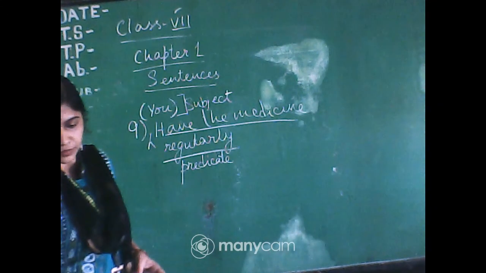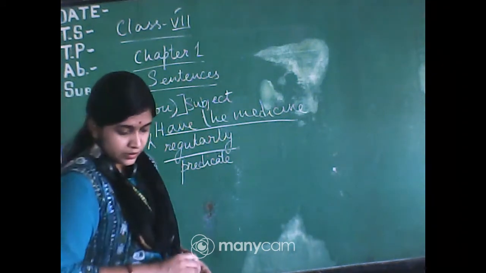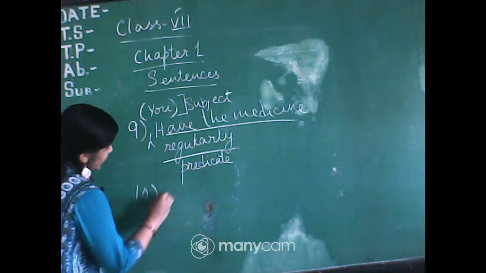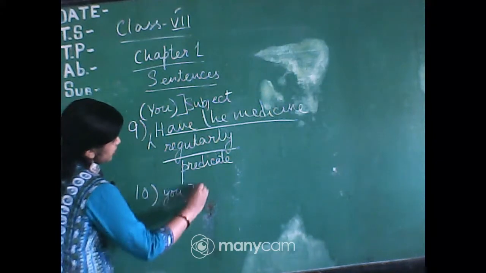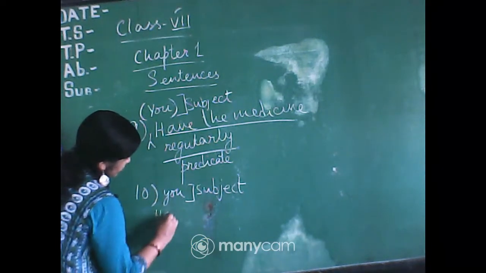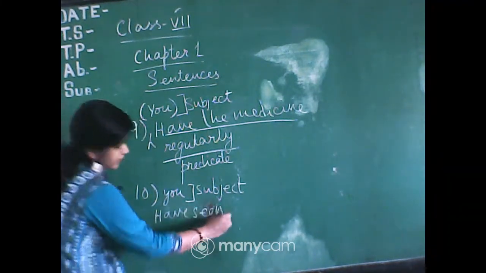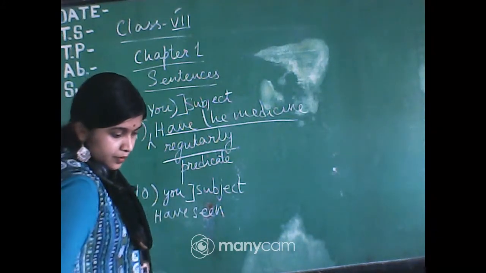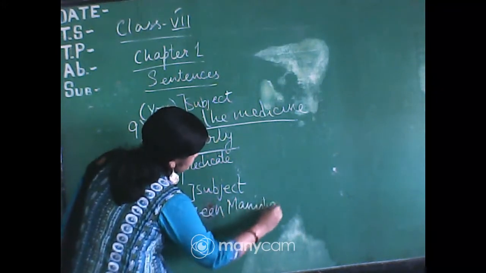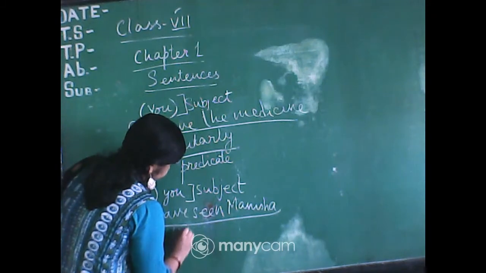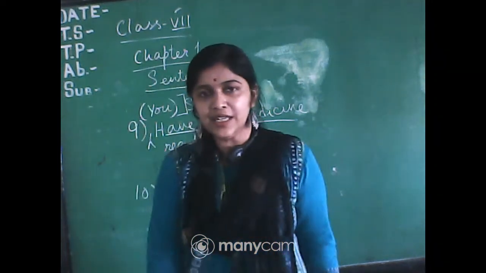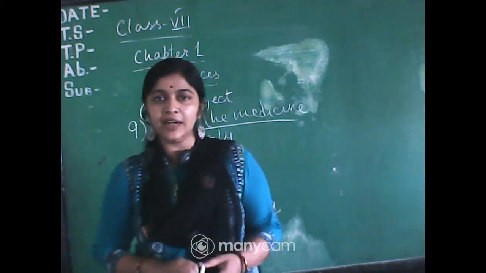Next, number 10, have you seen Manisha? So, for number 10, you is the subject and the rest, have seen Manisha, is the predicate. Okay. So, these two sentences were a little bit confusing. The rest of the sentences were very easy. I am sure that you have been able to understand it till this point.